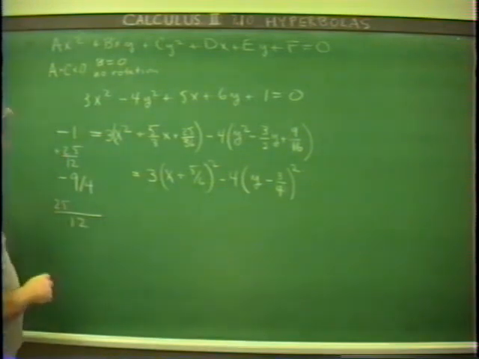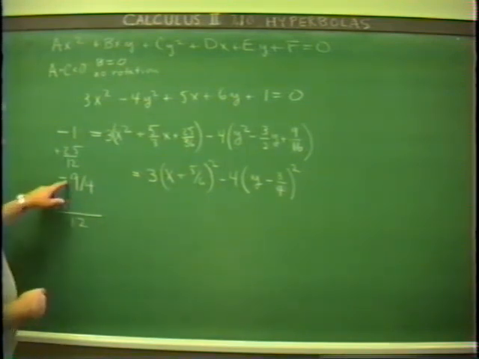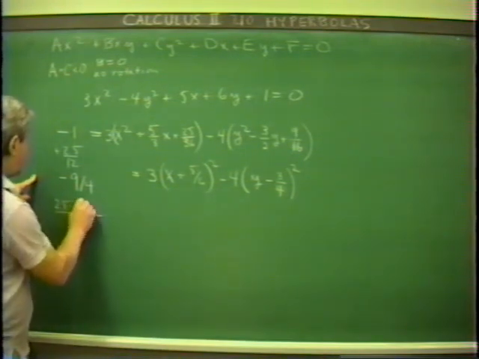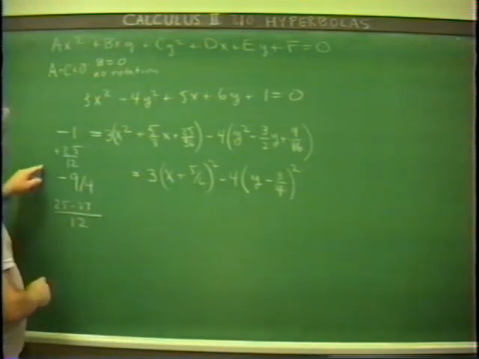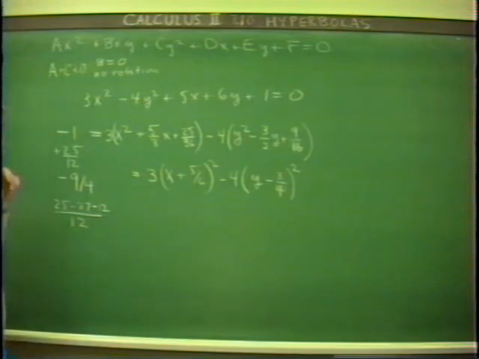So many 12ths. What have we got? 25/12. We've got minus 9/4. All right. So 9/4 is going to be 27/12. So this is going to be minus 27/12. And then we've got minus 12/12.